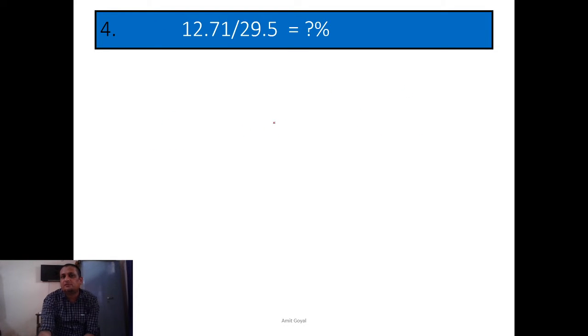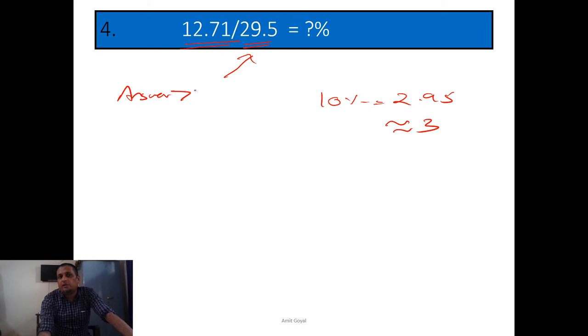Let's take another example. Now we have to solve this. Attack the denominator. Visualize the 10% and the 1% of the denominator. What is 10% of the denominator? Can you visualize it as 2.95, or you can take it approximately as 3? And if 10% of the denominator is 3, then you can visualize that the numerator is more than 4 times this. So the first thing we notice is that the answer is more than 40%.